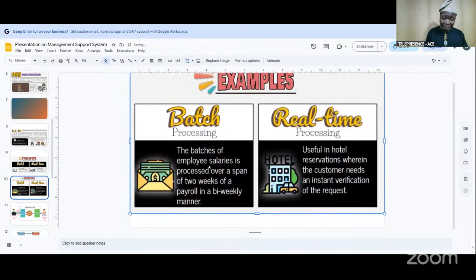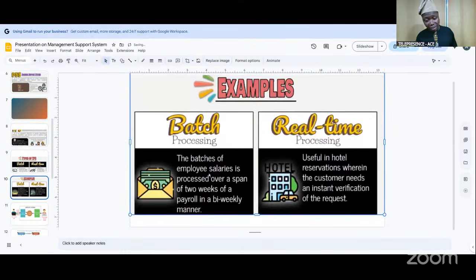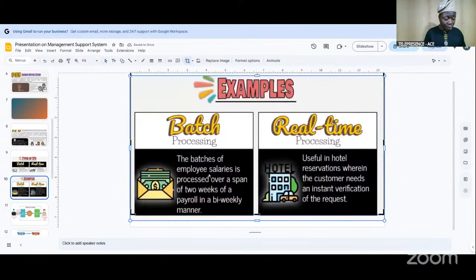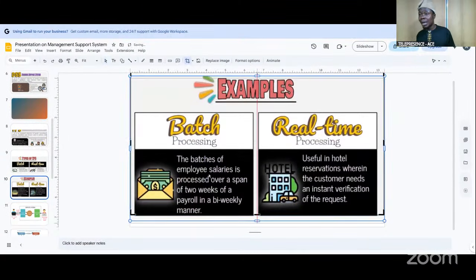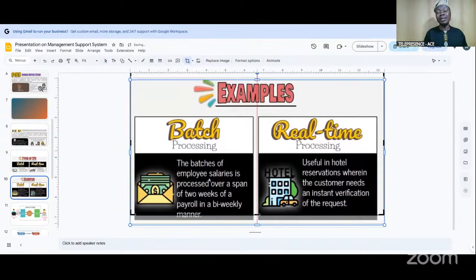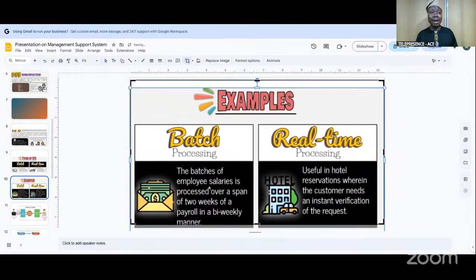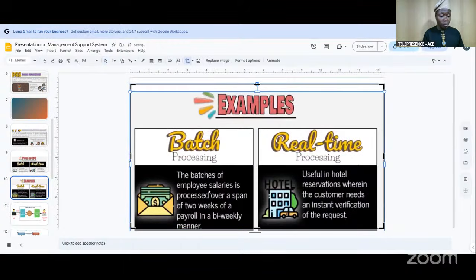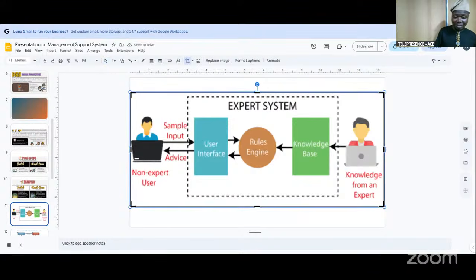So after transaction processing system, you should be able to know that we have management information system and decision support system. Transaction processing system is purposely for transactions, decision support system is for making informed decisions, and the MIS, management information system, is for storing data, saving information on both human resources and non-human resources, mostly human resources. So we now have expert system.